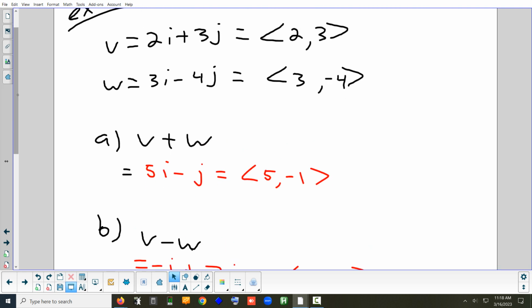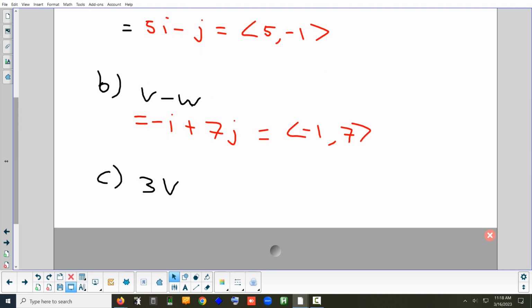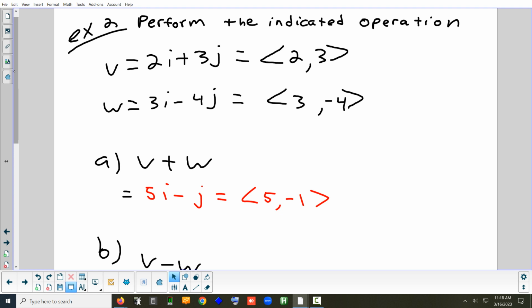So adding and subtracting, you need two vectors to do it. But when we do scaling, you only need one. Okay, so W is not part of this problem at all. So let's go back up, look at V. And the directions here are saying to scale V by a factor of 3. So what would 3V come out to? 6i plus 9j.